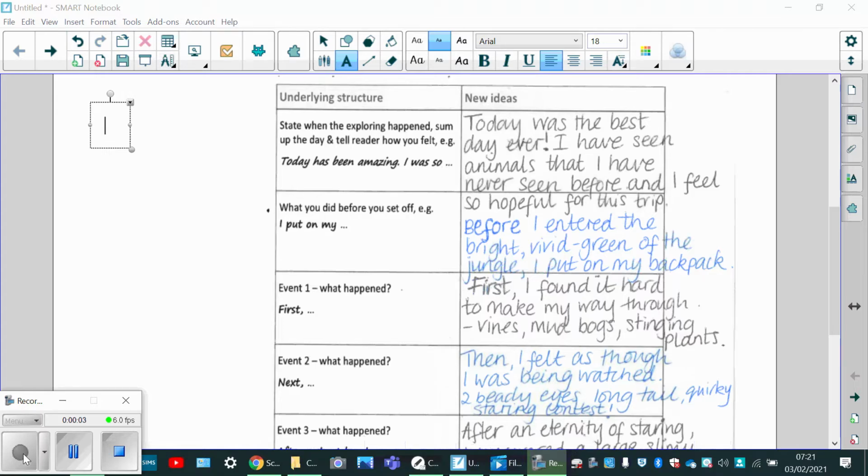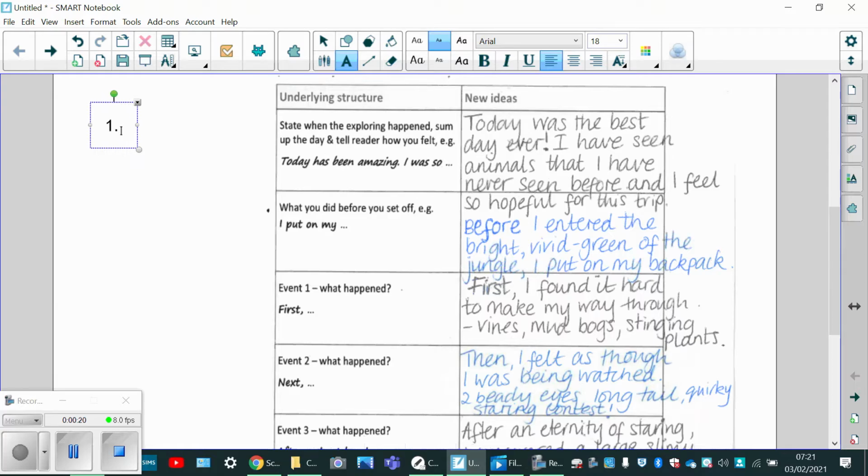Okay, so let's take a look at this plan. I think the first thing you want to do is to come up with 4 different events, things that you have done or seen when you're in the jungle. I think that will help you then go on to complete the plan.